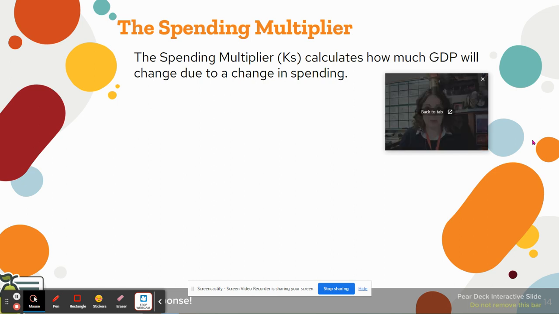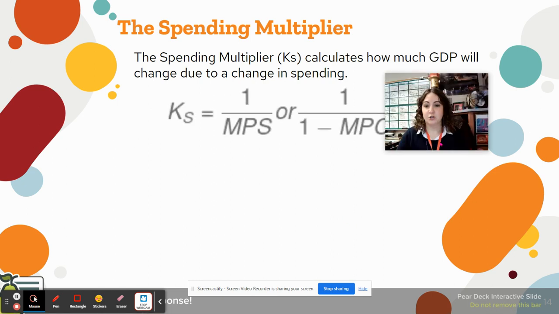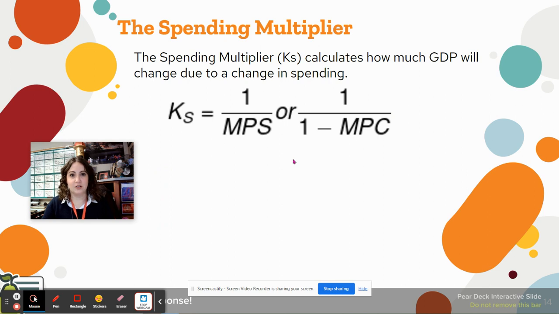So yesterday we talked about the spending multiplier, which tells you exactly how much GDP is going to change by when there's a change of spending.